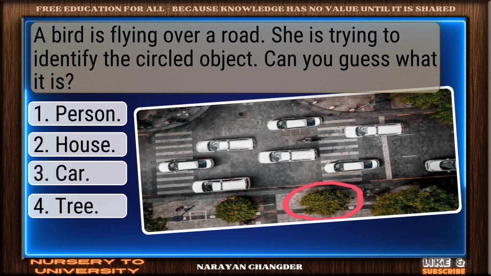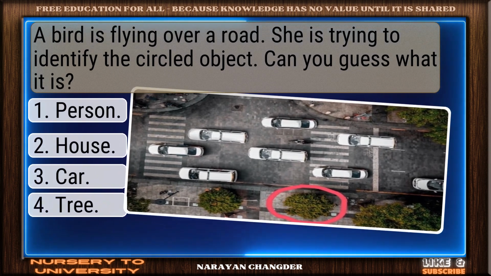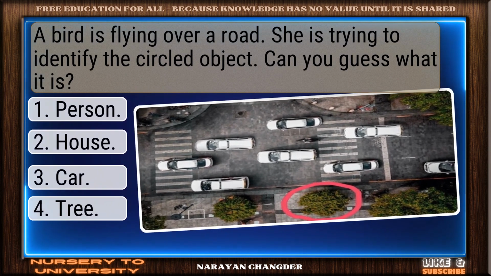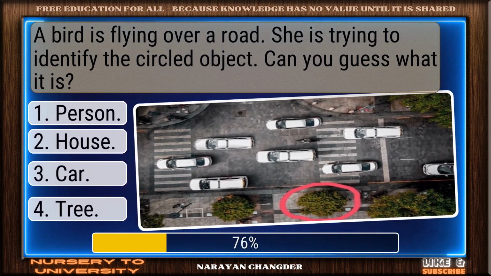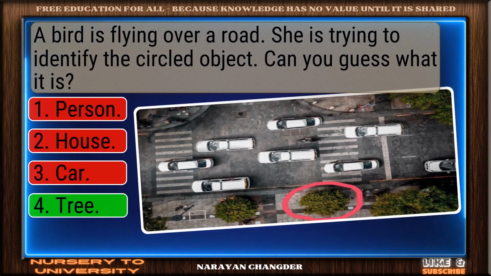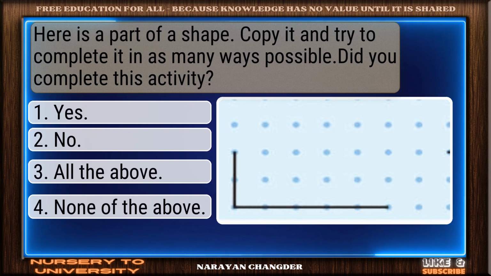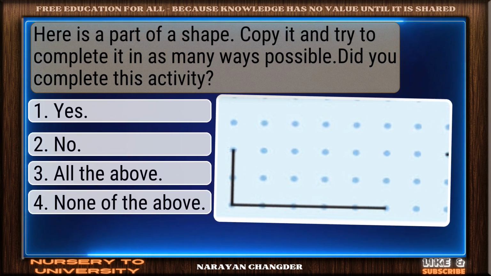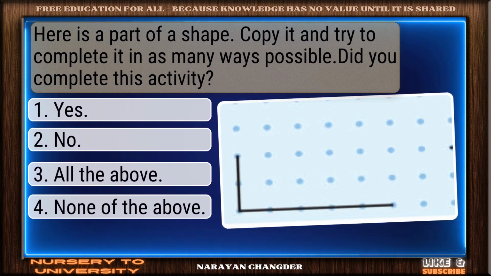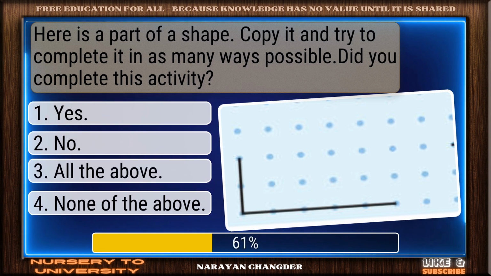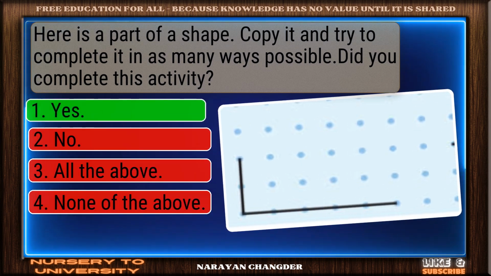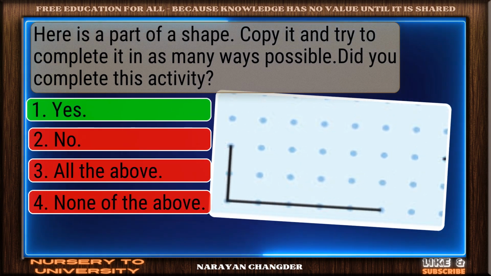A bird is flying over a road. She is trying to identify the circled object. Can you guess what it is? Well picked. Tree is the correct answer. Here is a part of a shape. Copy it and try to complete it in as many ways as possible. Did you complete this activity? Valid point. Yes is true.